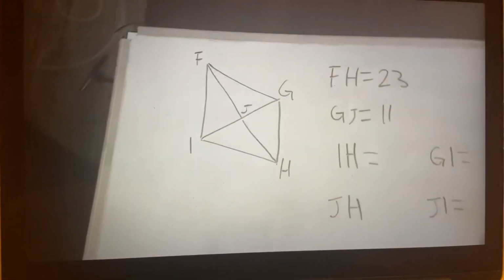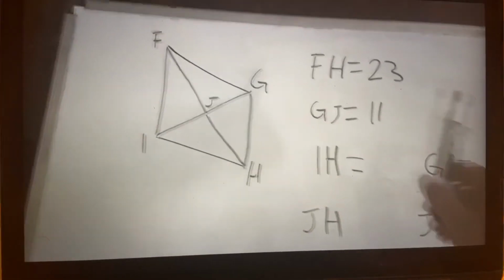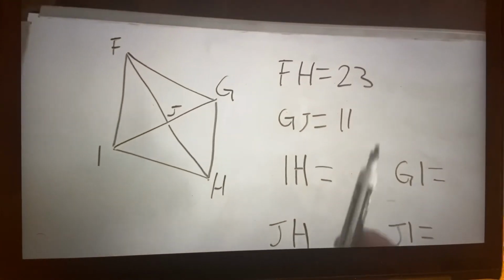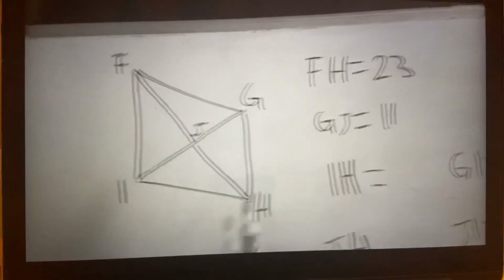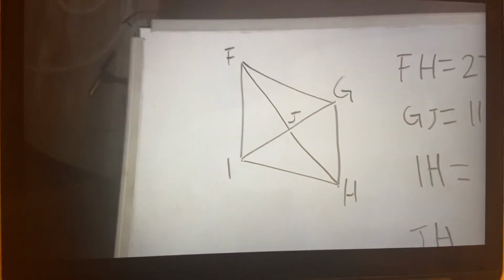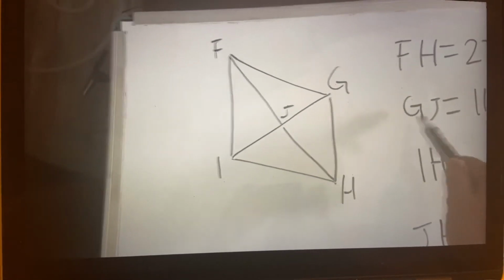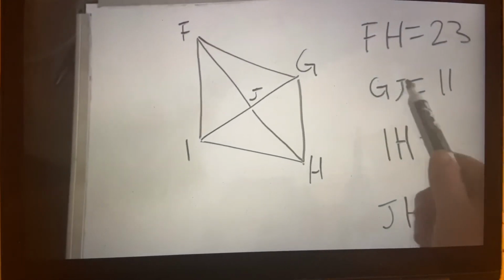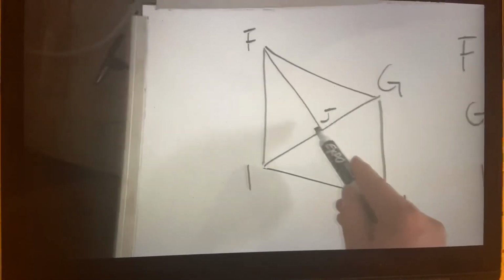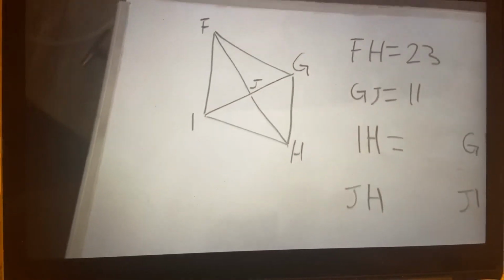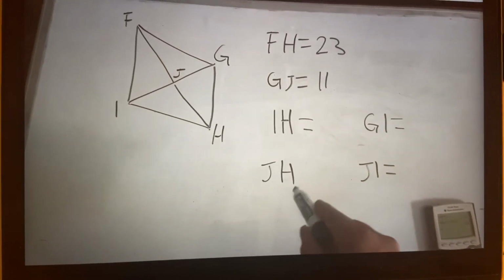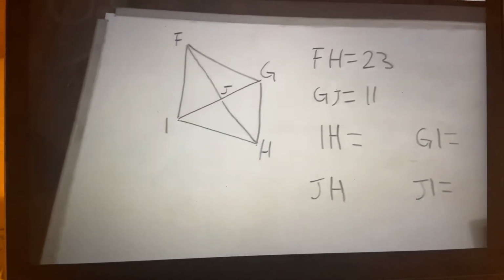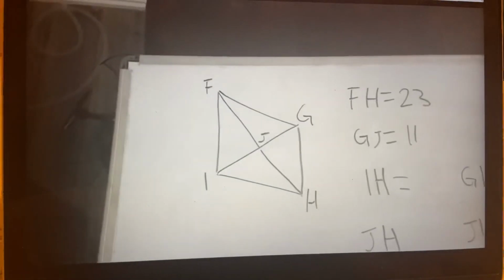Okay, here's another problem. This is yet another rhombus, aka parallelogram, and we're given these two measurements. Let's find out what they are. FH is this diagonal right here, and that's 23. GJ is 11, which is this little segment of this diagonal right here. Now, we have to find IH, GI, JH, and JI.